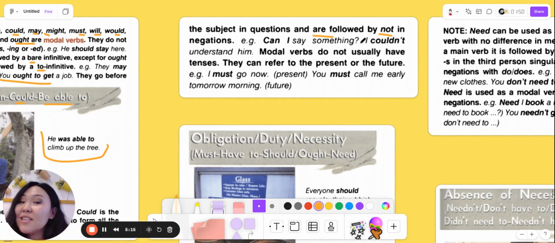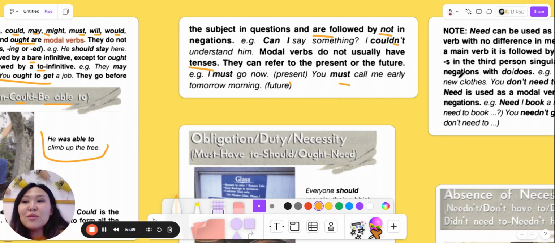Examples: Can I say something? I couldn't understand him. Yeah, we are using the same modal verb. Modal verbs do not usually have tenses, but they can refer to present or future. I must go now. It's present. You must call me early in the morning. It's about future.